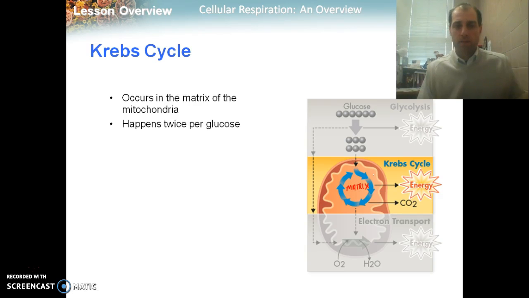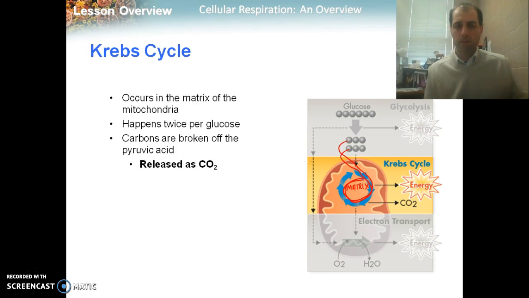During the Krebs cycle, we're going to go through this process twice, once for each of these pyruvic acids. So this pyruvic acid will go through the Krebs cycle, and then this pyruvic acid will also go through the Krebs cycle. So for each glucose, we're going to go through this process twice. Carbons are going to get broken off of the pyruvic acid during this process. And after we break off the carbons, we release them as carbon dioxide.